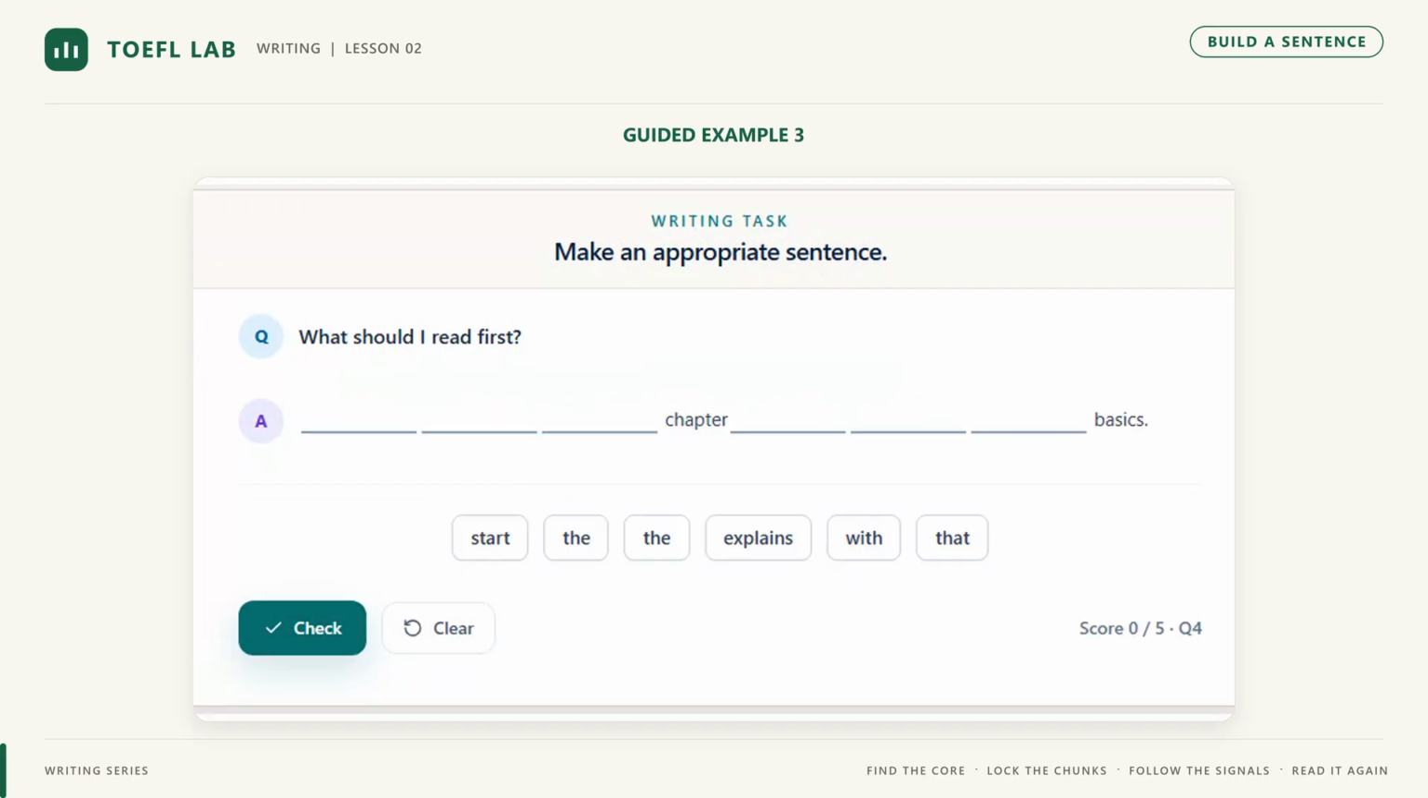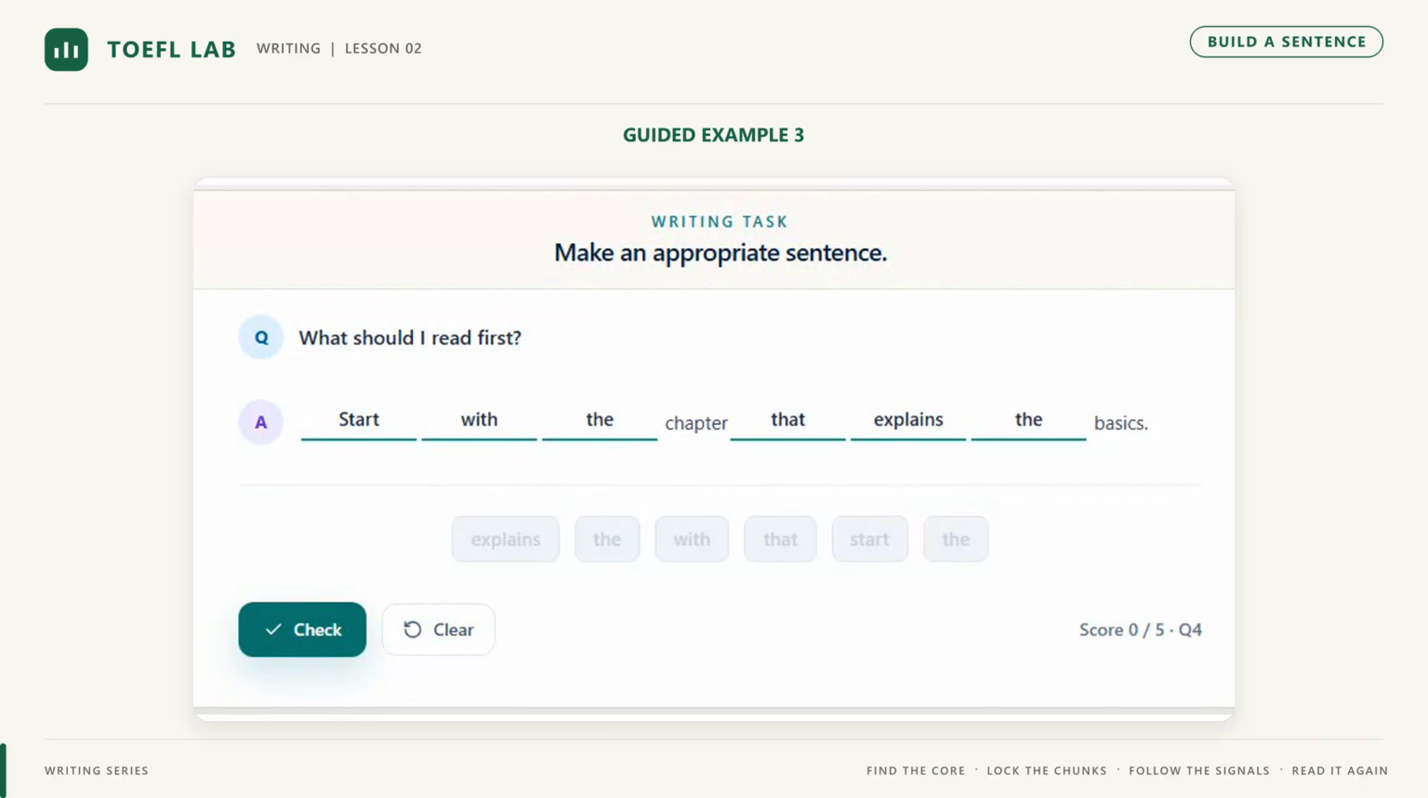Guided example 3. What should I read first? Start with the opens it. Chapter is fixed. That explains the is a relative clause. It has to sit right after the noun it describes, closing before basics. Start with a chapter that explains the basics. A relative clause locks onto the noun right before it. It can't float anywhere else in the reply.